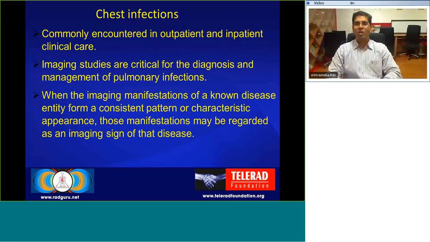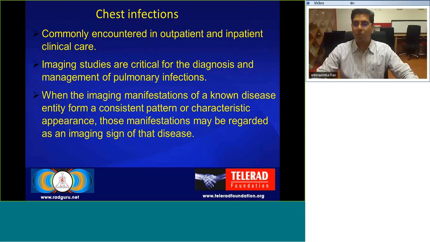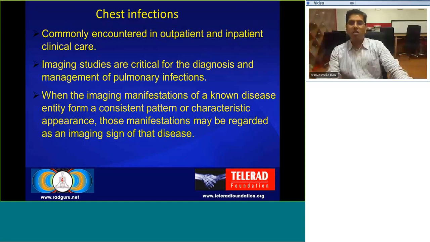These are the most commonly encountered conditions in outpatient and inpatient clinical care. The patient comes with cough, hemoptysis, chest pain, and things like that. Imaging studies, as you all know, are very critical in the diagnosis and management of pulmonary infections. You have to remember that when the imaging manifestations of a known disease entity form a consistent pattern or a characteristic appearance, those manifestations may be regarded as an imaging sign of the disease. We'll see examples of what I am talking about.